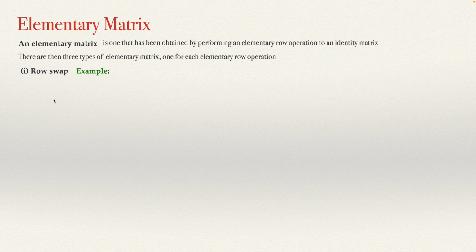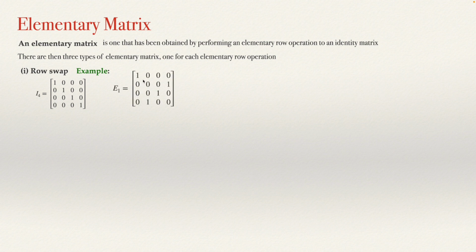For example, if we have this matrix, this is an identity matrix of 4 by 4. Remember, the identity is a diagonal matrix in which all the elements of the diagonal are 1. So it will be a square matrix, and in this case it is the identity matrix of size 4. If we make a row swap to this, what we're going to obtain is an elementary matrix. And assume that we made this.